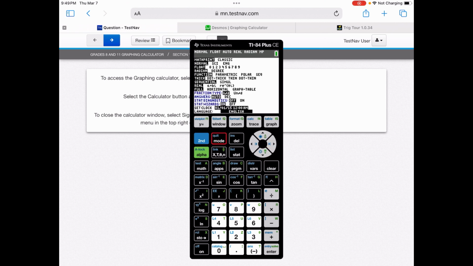Okay, so once again, I'll show you that. It was mode, and it is degrees that we want. So we would go to degrees, hit enter to select it, and then you can just hit clear or second quit to get out of that menu. Okay, all right. So we want degrees. Since we got the calculator open, let's just put that in.